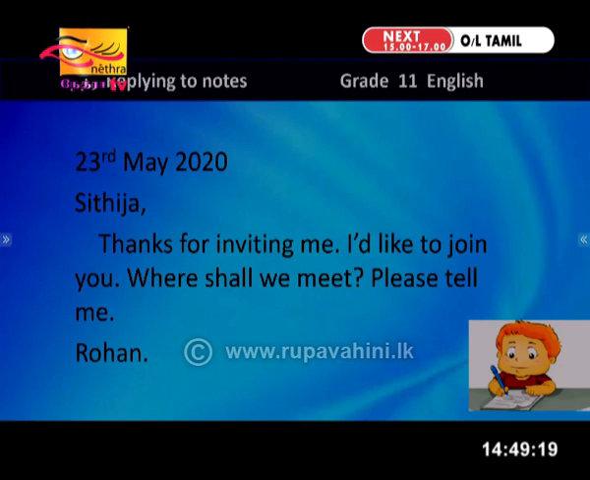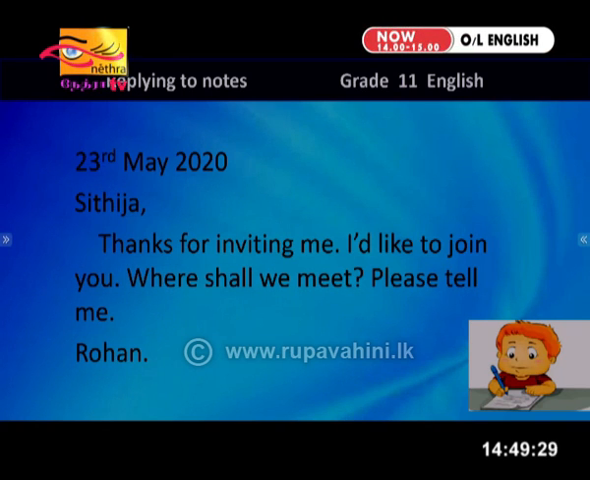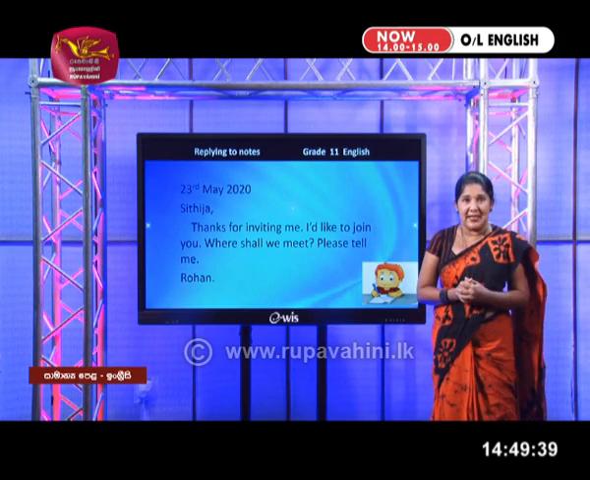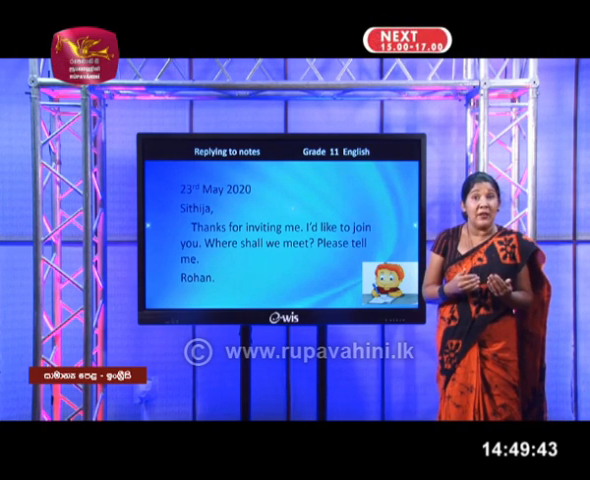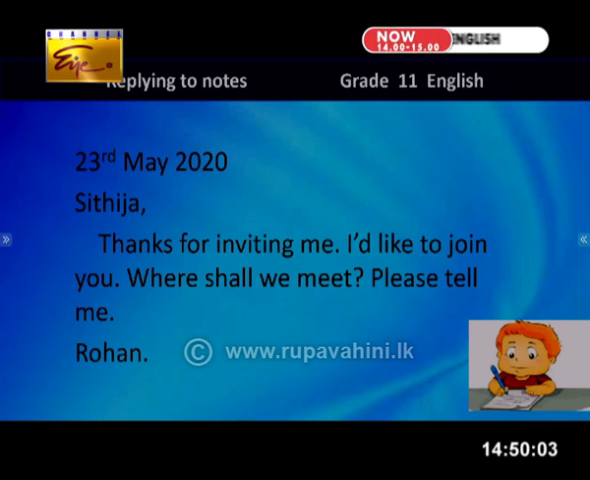Now you can see whether your note is similar to this. My dear students, it doesn't have to be exactly the same answer because students' thinking ability is very good. So let's see. You have the date as I told you and it's written to Sithija because the receiver is Sithija and because Sithija is the one who wrote the note earlier. And then as you remember I told you always you have to thank the person who has invited you. That is an act of courtesy, my dear students. I'd like to join you. Where shall we meet? Please tell me. And then Rohan. It's a short and sweet note which you have all the information included.